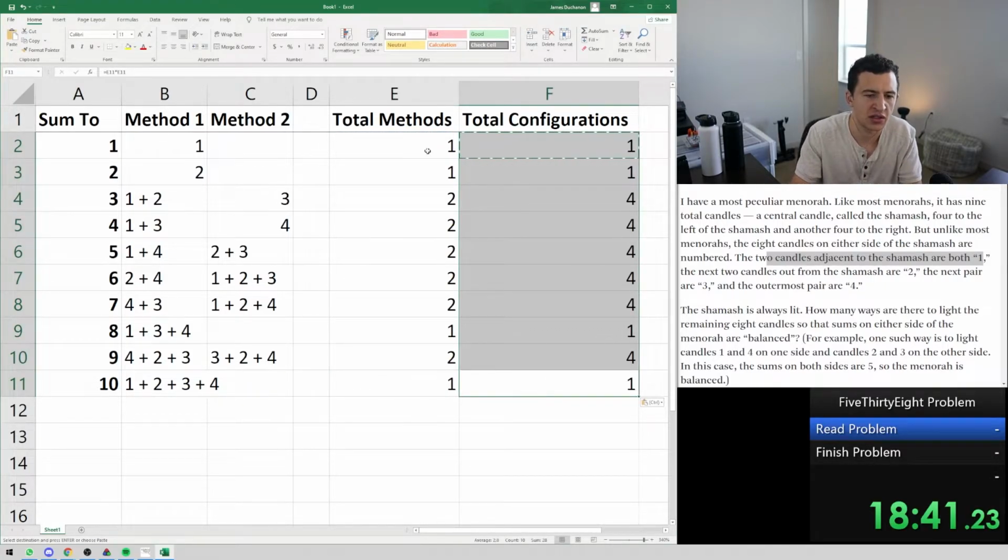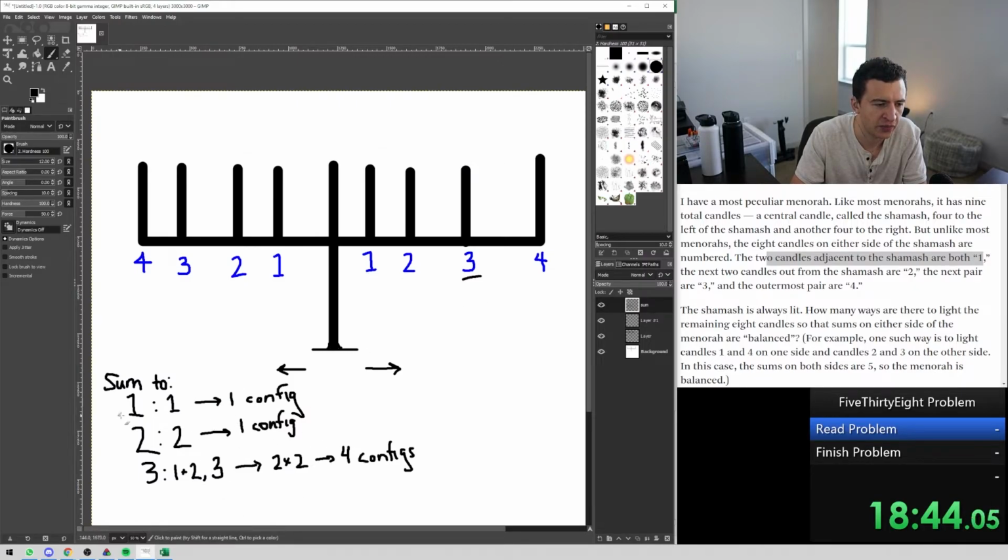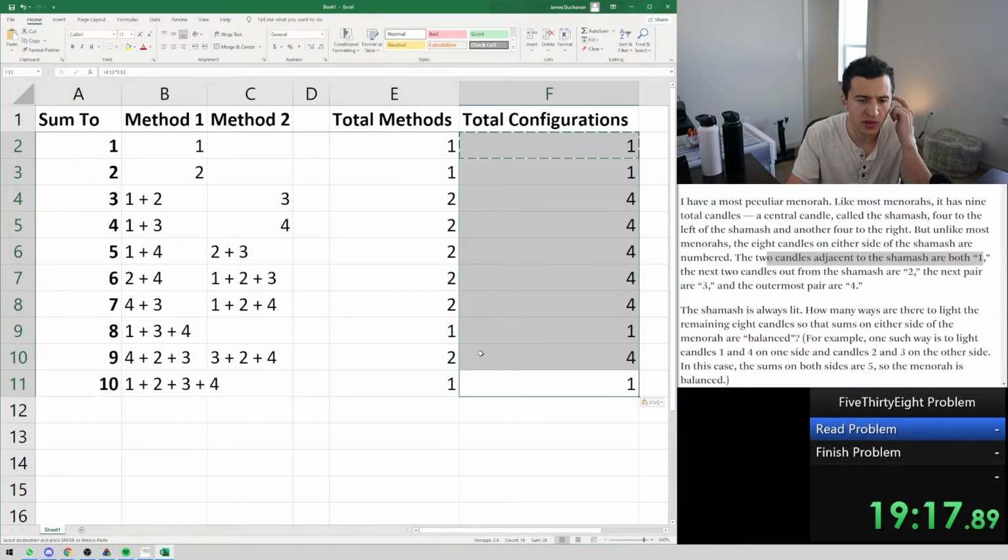And so this goes back to that configurations thing that we were talking about here. If there's one method for getting to 1, then there's one configuration. If there are 2 methods for getting to a number, then that means there are 2 times 2 or 4 configurations. Because you can have configuration AA, AB, BA, or BB. And so, hence the 2 squared. And so this means that these are the total number of configurations that you could have.